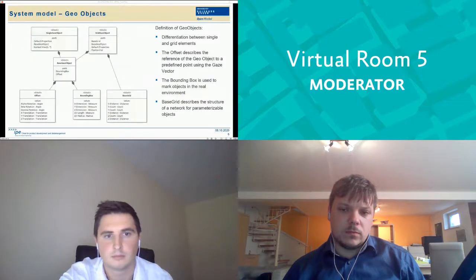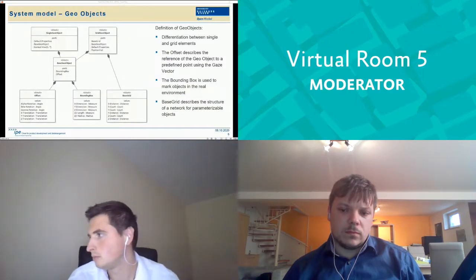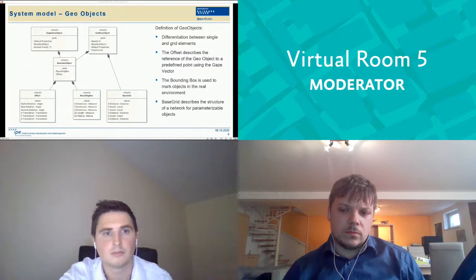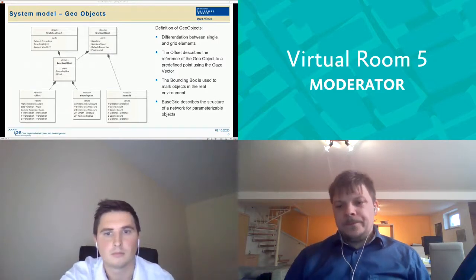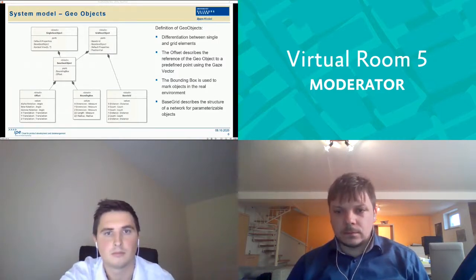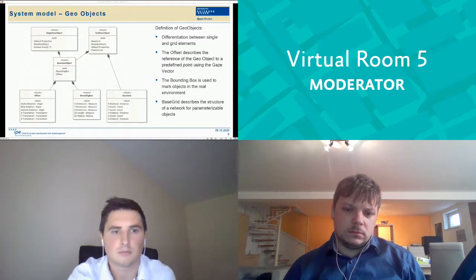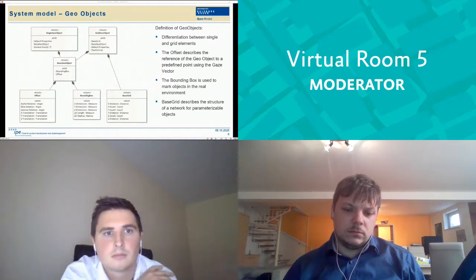In order to be able to carry out the acquisition procedure with the bounding boxes, the corresponding components must be declared accordingly in the system structure. The underlying logic is shown in the system area diagram on this slide. Each object in the system is declared as a base geo object. The base geo object includes an offset for the location of the object in a certain space and the dimensions of a bounding box. This object type can be differentiated between single and grid geo objects.